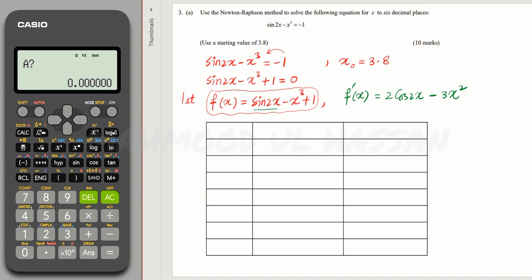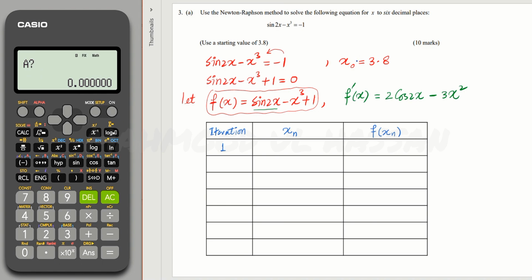So we have made a table of 3 columns. The first column is for the iterations, and the second is for the approximate root, that is xn, and the last column is the value of the function at that approximate root. Okay, so the first iteration is when we are putting x naught is equal to 3.8, so what will be our next approximate root?